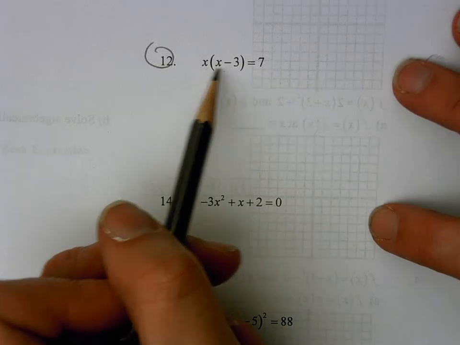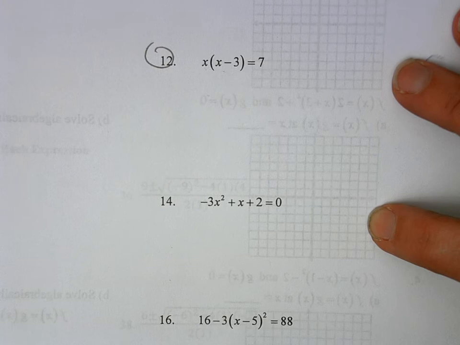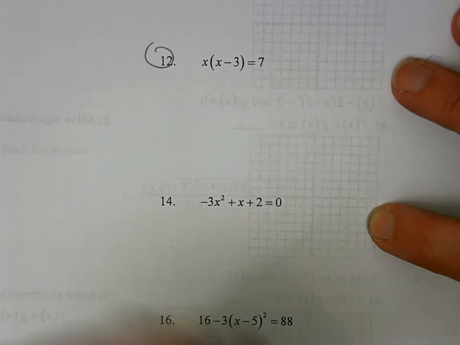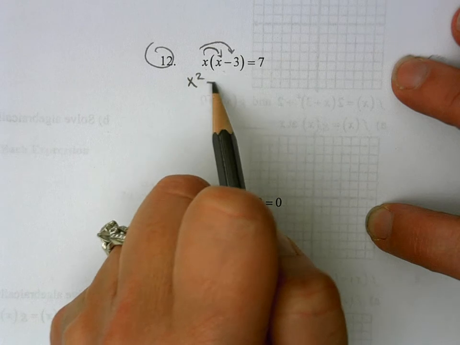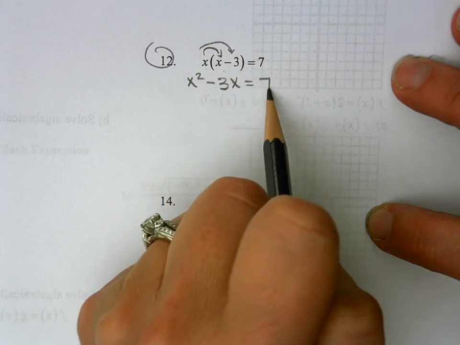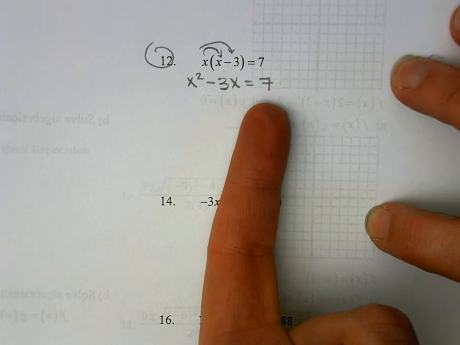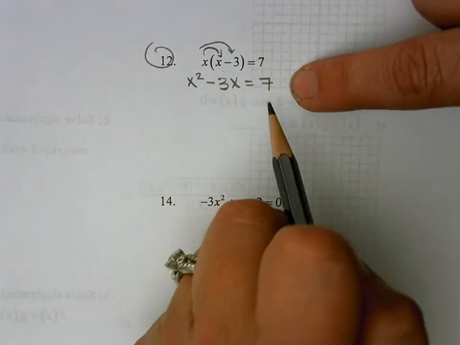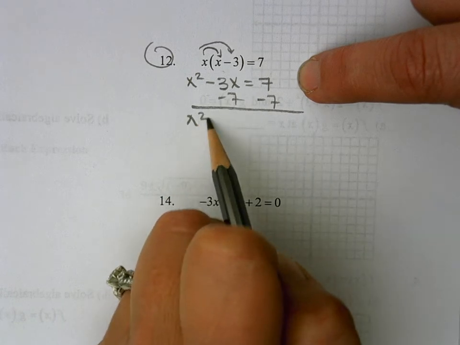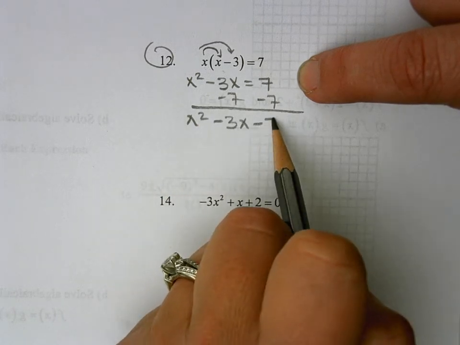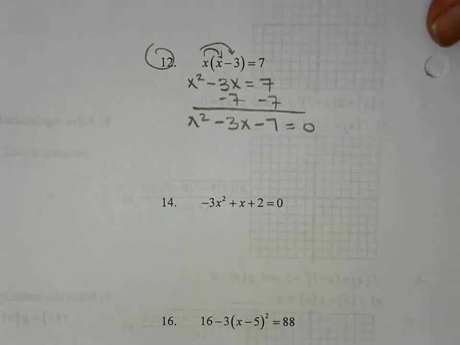So here I have two variables, so I can't isolate the quantity. So if I can't isolate, I need to distribute. And then when I have it multiplied out, it always needs to be equal to 0. So I need to move the 7 to the other side.